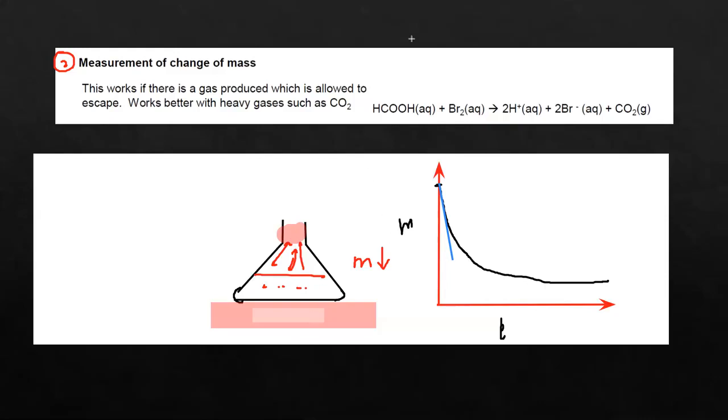So here, methanoic acid is reacting with bromine. So it is giving carbon dioxide gas. So carbon dioxide gas is there. As it escapes, the mass will decrease. Is it clear?